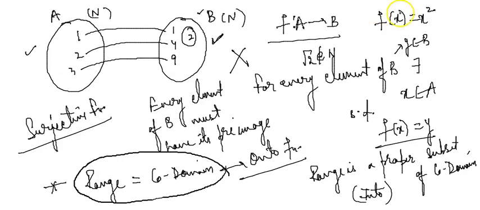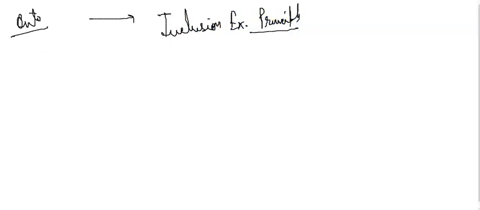Now let us discuss how to calculate the total number of onto functions. So what we can do here, we have to calculate the total number of onto functions. To calculate the total number of onto functions, we have to use the inclusion exclusion principle. Okay, now let us take a first case.